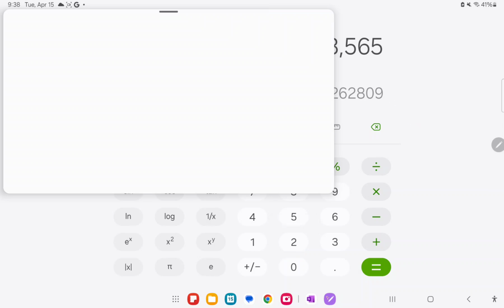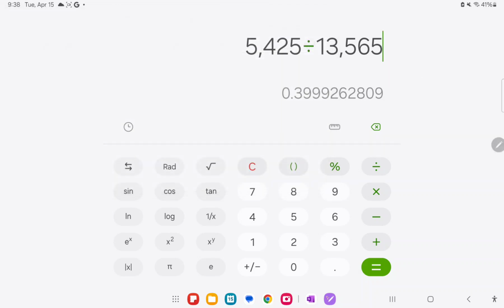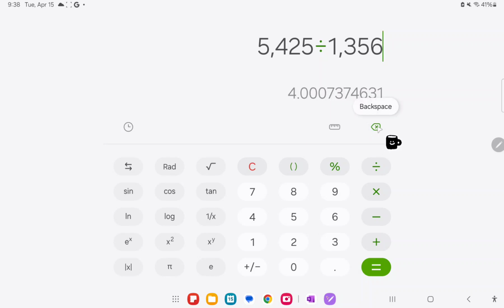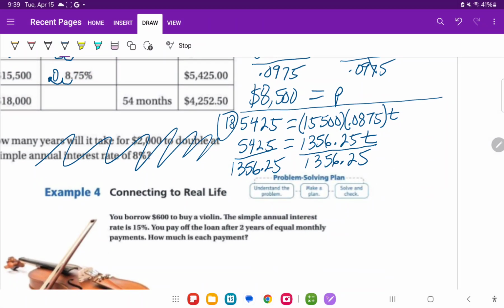I did not get the right number there. 1356.25. There we go. All right, so that equals exactly 4. So that means the time, because this cancels out, the time is 4, and it's always in years. 4 years.